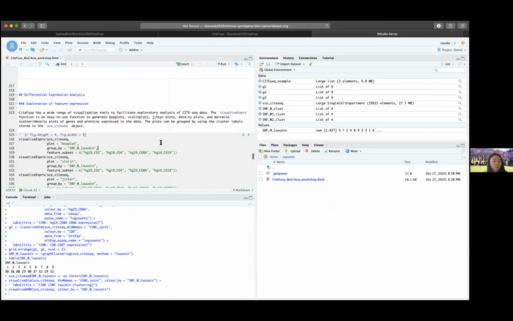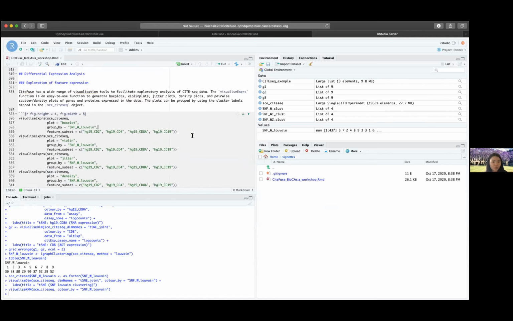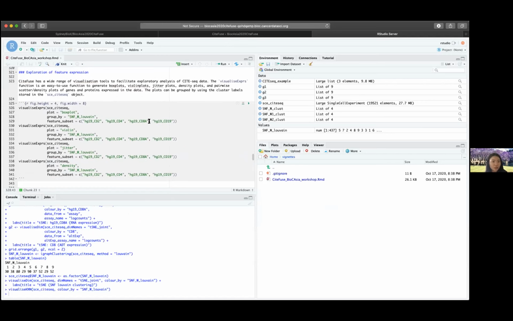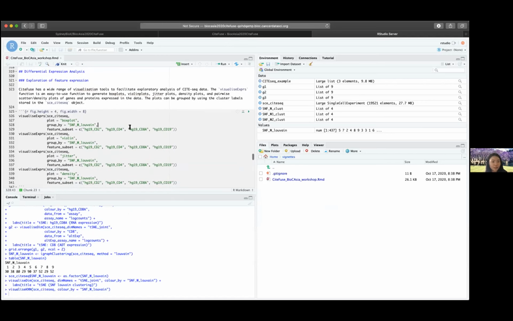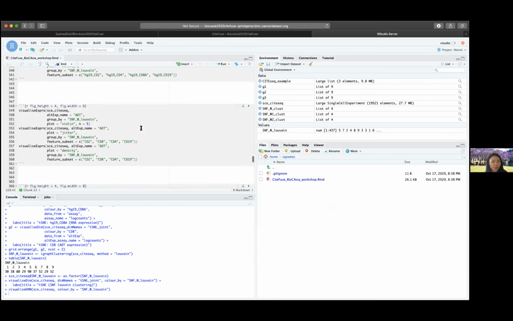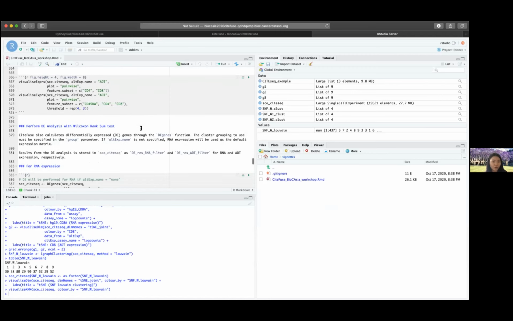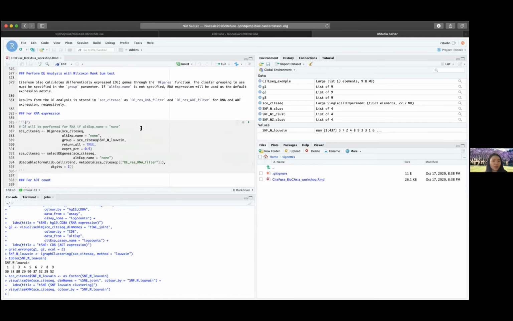So CiteFuse actually includes some DE analysis functions and also other downstream analysis functions. For DE analysis, currently we only have the Wilcoxon rank sum test. So we can do the DE analysis for, okay, let me make this bigger.